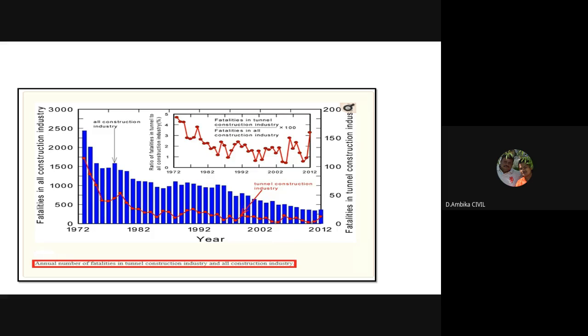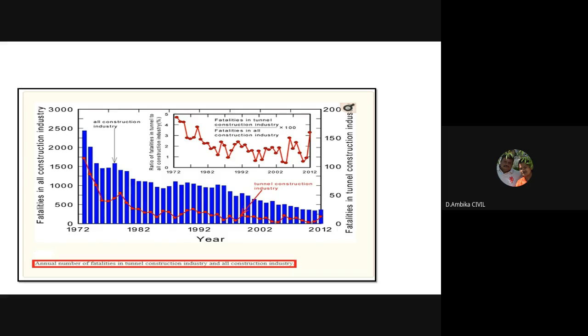This accident statistics shows the fatalities happening in the industry. Up to 2012, you may see the fluctuations happening, and the red line shows the tunnel construction industry. It is happening year by year, and as the nation is developing, we go for more metro rail projects, and as the number of projects increases, the fatalities also increase.